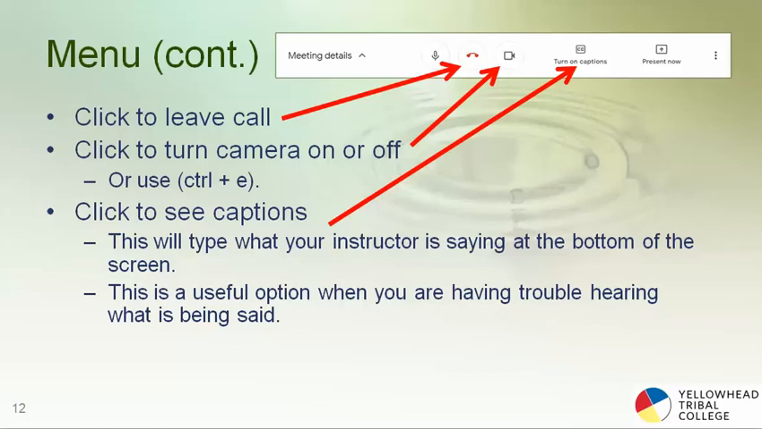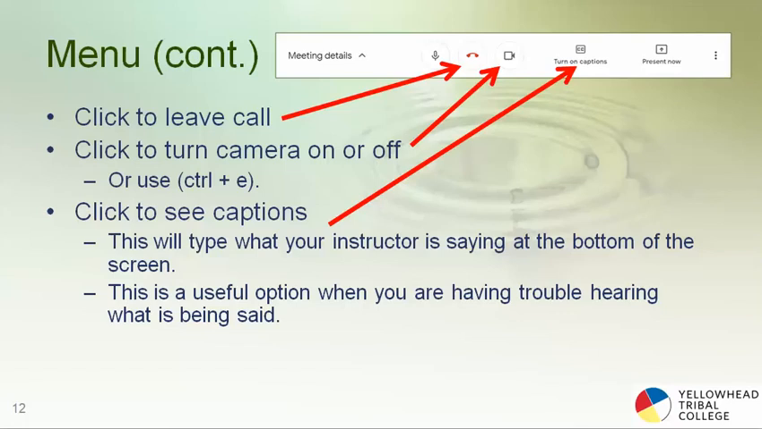Next to the meeting details, you will see the mic button that we've already talked about. Next to it is a phone icon that is used to leave or exit a call. You can turn the camera on or off with the next button. The icon looks like an old-style movie camera. But again, I would recommend you leave the camera on. It's much easier for your instructor when they see their students in the classroom.